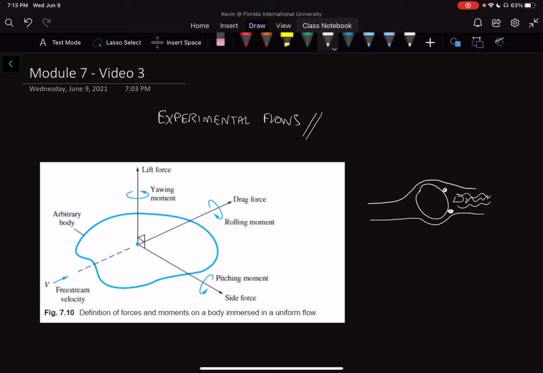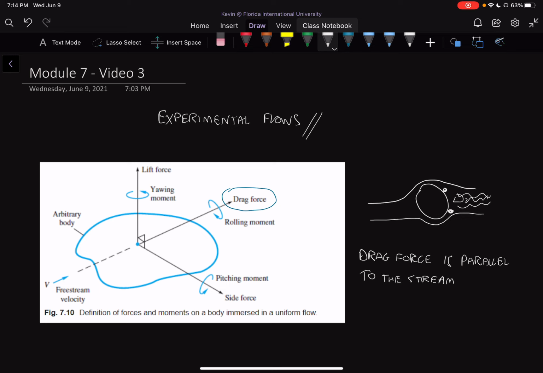So here below, I have a diagram of some of the terms that we're going to be using in this part of the chapter for experimental flows. Some of the terms that we can see that are very important are, for example, drag force. Okay, so the drag force is a force that is parallel to the stream.